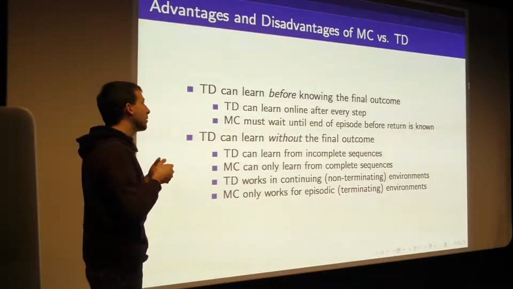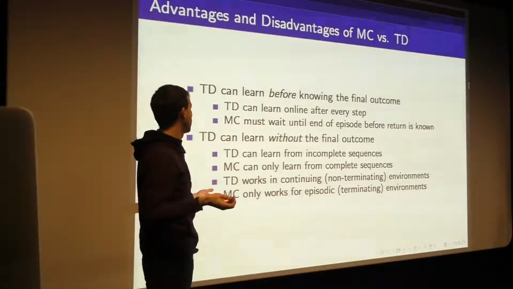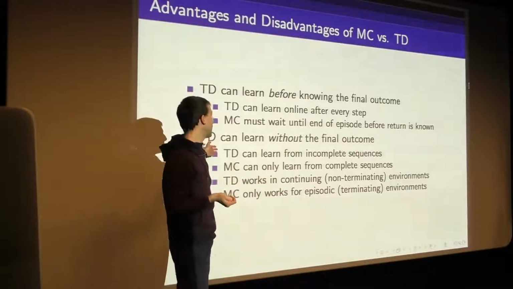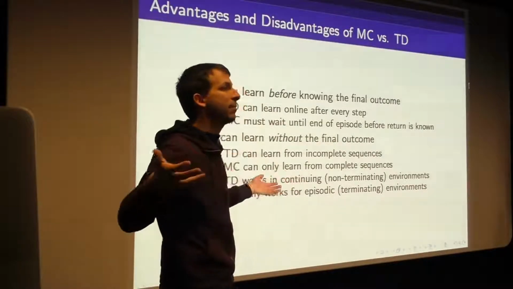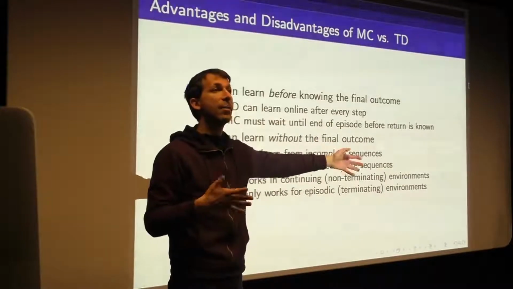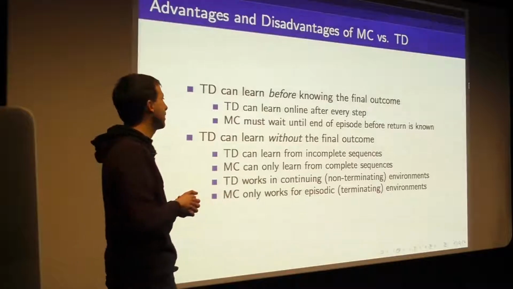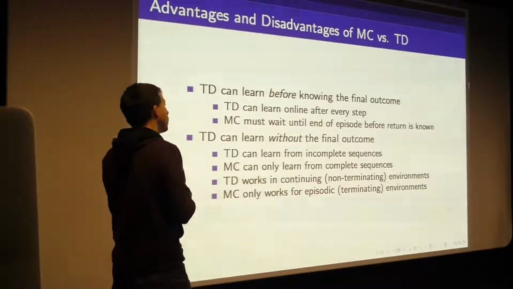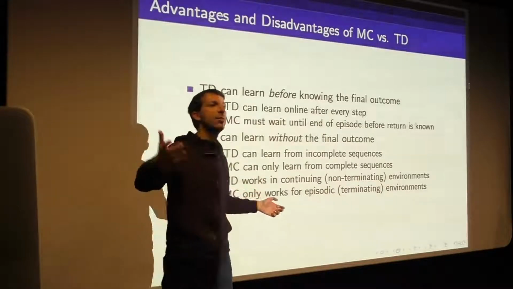And one advantage of this is that TD can learn in situations where you never see the final outcome. So this basically means, what if you get incomplete sequences? What if you're learning in some situation where you just don't get to observe the return at the end of the episode? We'll see this later when we do off-policy learning. This really happens a lot in many cases. Or what happens if you want to deal with continuing environments that just go on and on forever and you never get to the end?